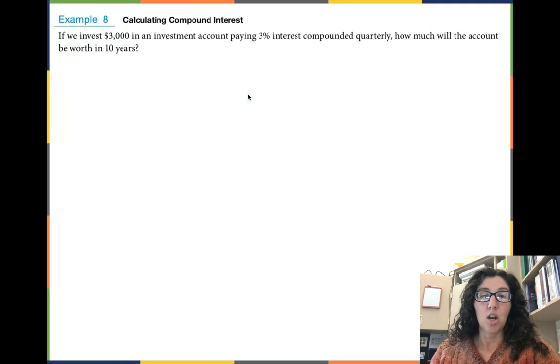Okay, so let's do an example. If we invest $3,000 in an investment account, paying 3% interest compounded quarterly, and that's pretty standard, how much will the account be worth in 10 years? All right, so what do we have? We have $3,000 is our principal amount. 3% is our APR, or R value. It's compounded quarterly, and they want to know in 10 years how much it's going to be worth.